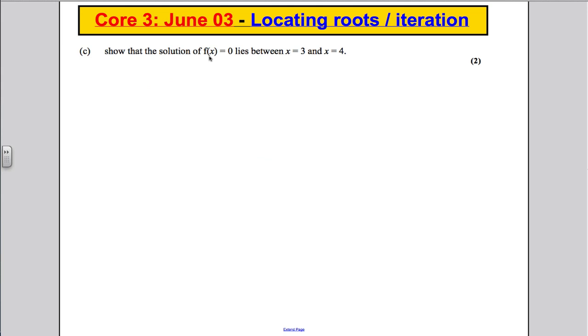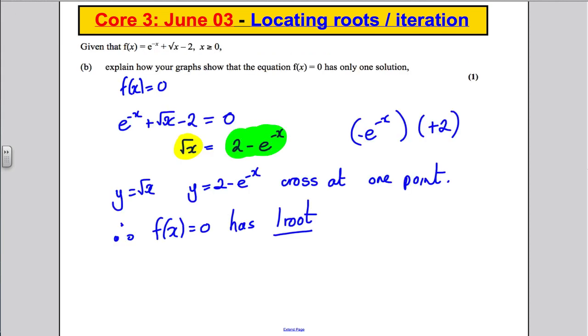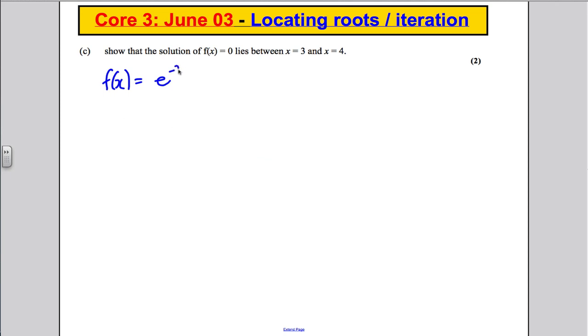C, show that for f of x equals 0, the root lies between 3 and 4. Well, our f of x, let's just write down what it was again. Our f of x is e to the minus x plus square root of x subtract 2. And if you want to show there's a root between 3 and 4, you work out f of 3, you work out f of 4. Hopefully there'll be a change of sign, and certainly the graph's continuous, therefore you know that there is a root between them. So I'll give you a moment to type those into your calculator.